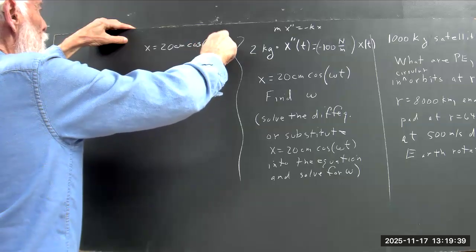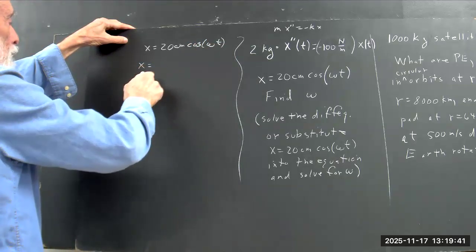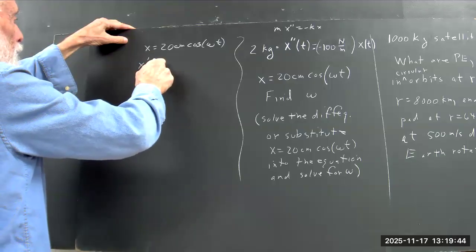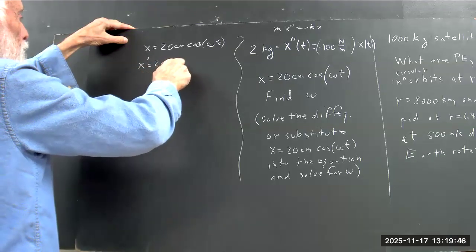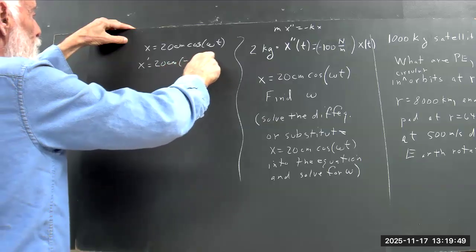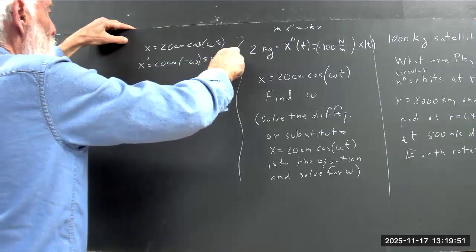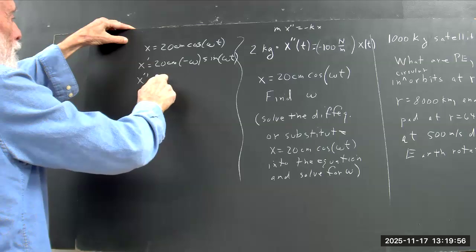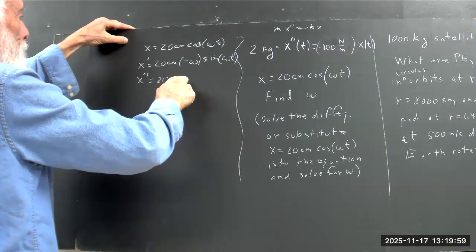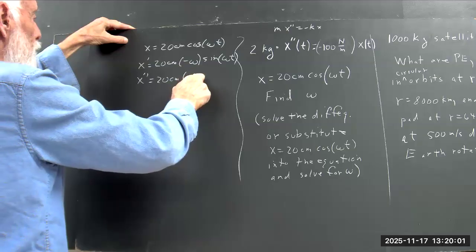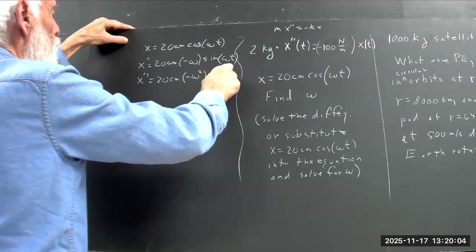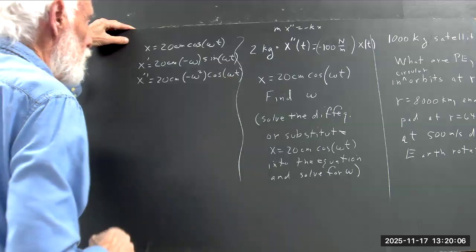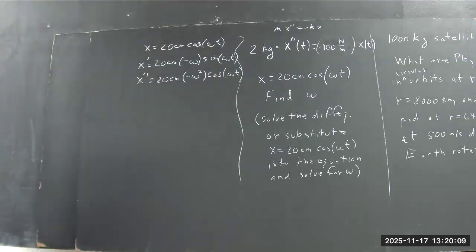Cosine of omega t. I'm not going to explain the chain rule. X prime equals 20 centimeters times negative omega sine of omega t. X double prime equals 20 centimeters times negative omega squared cosine of omega t. If you have to review the chain rule, do, because I'll not hesitate to give you problems involving the chain rule on the exam. Okay.